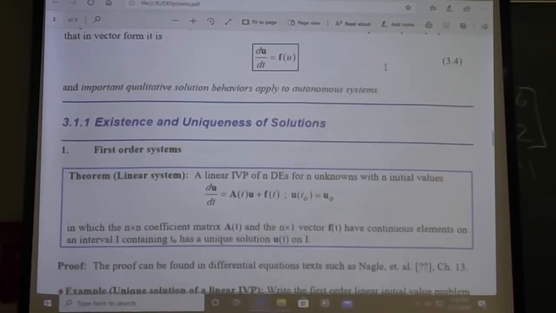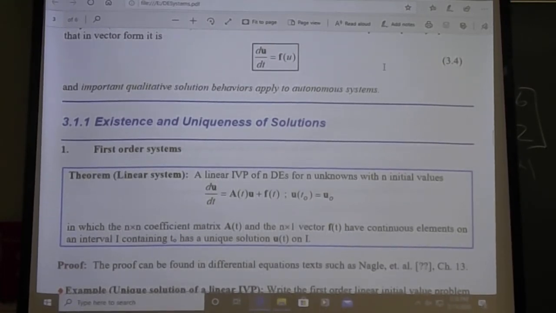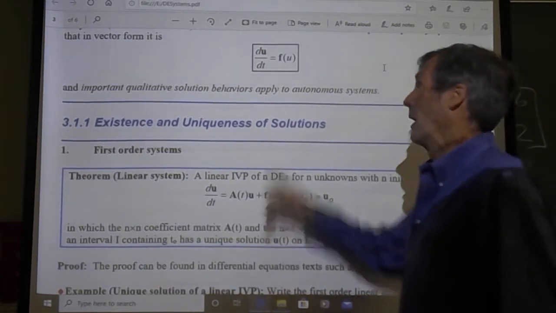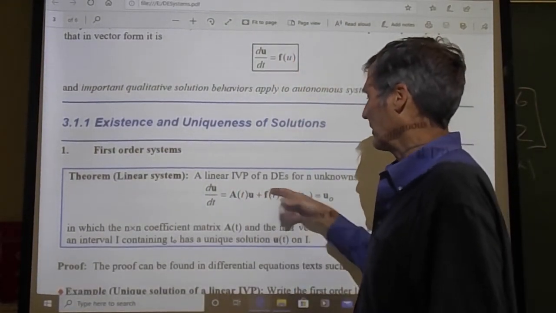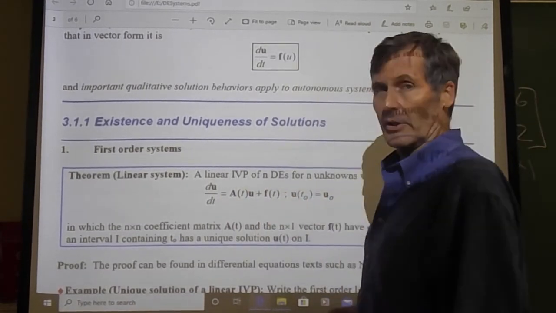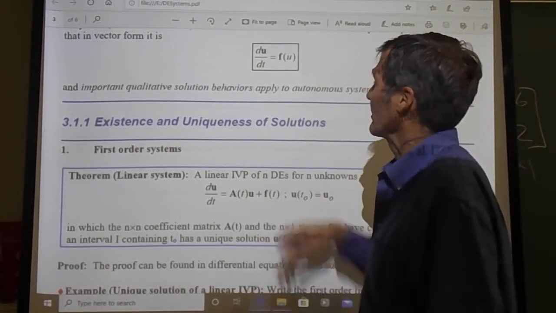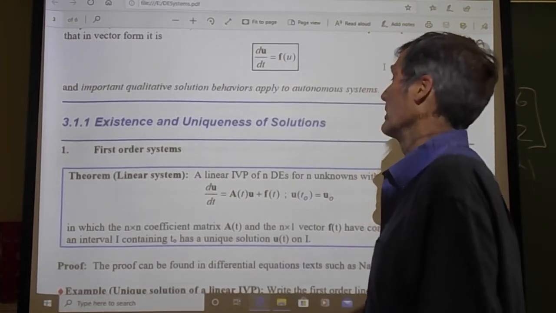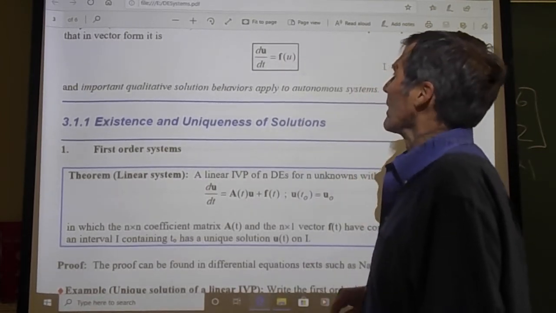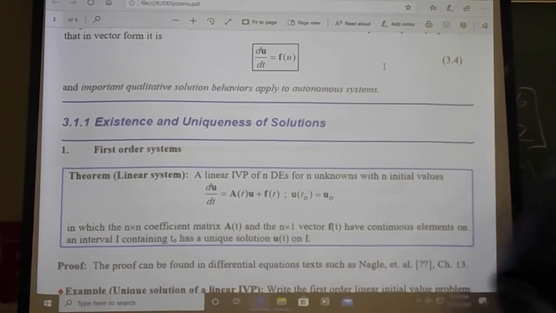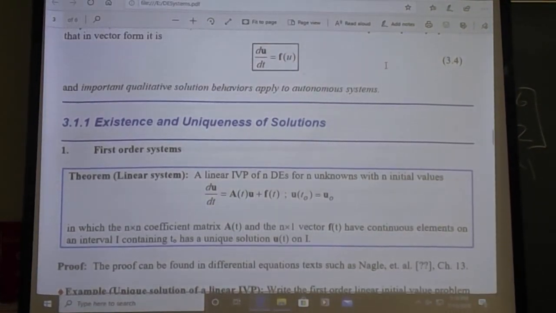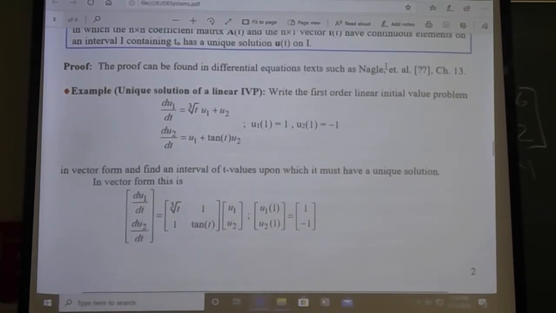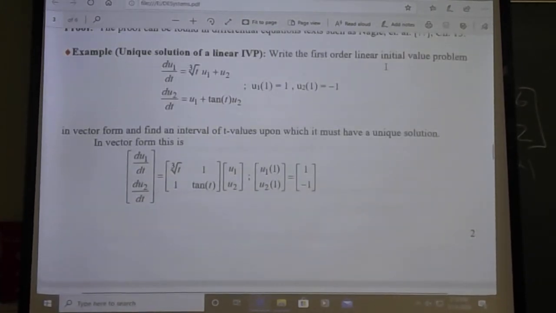I should make one other comment too here. If it turns out that the right side actually doesn't depend on t at all, so it's just a function of u, maybe these A of t and f of t are just constants, we call that an autonomous system. And autonomous systems are studied both linear and nonlinear. But I'll just throw that term in there because you will hear that term once in a while. Those are important equations as a subclass of differential equations.